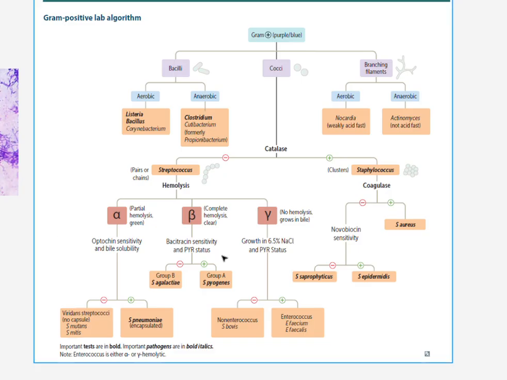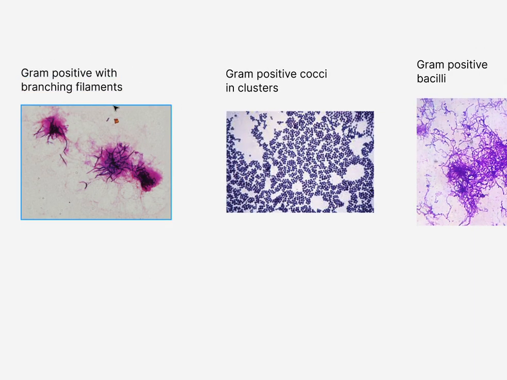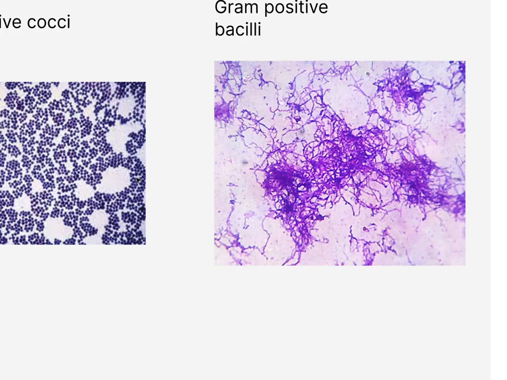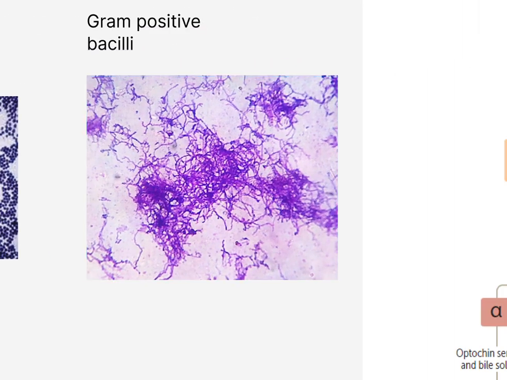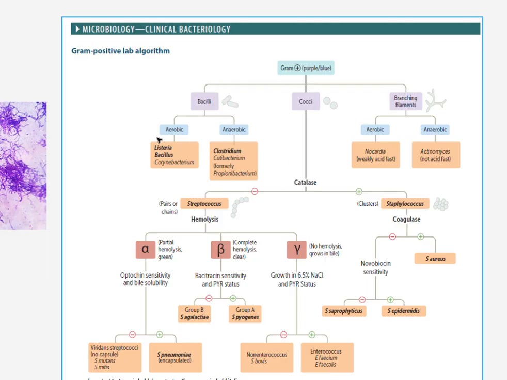So moving on, I'm going to show you these three pictures here. So this is basically a gram-positive bacteria with branching filaments. This is a gram-positive cocci, which is in clusters. You can see they're spherical and circular. And then this is a gram-positive bacilli, which is basically rod-like. Right. Okay. So let's first study the bacilli, which are basically aerobic or anaerobic.